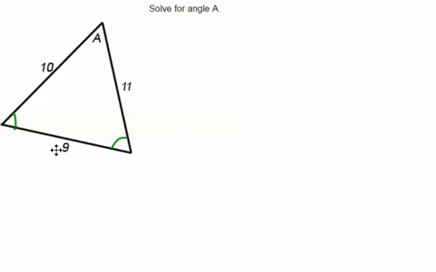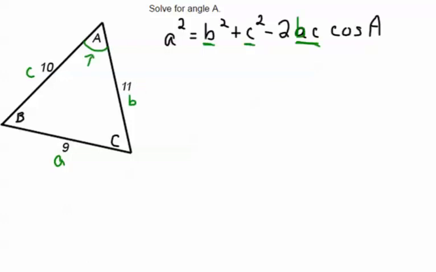Now, because we know all three sides of a triangle, we can always find any of the angles by using the law of cosines. So I've labeled the sides A, B, and C because those are the sides across from angles A, B, and C. The law of cosines is written A squared, because that's the side of the angle that we're trying to find, angle A. So we go A squared first, equals B squared plus C squared minus 2BC cosine A.